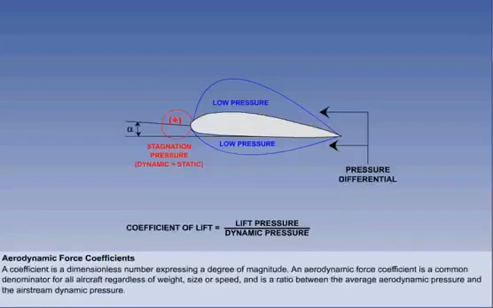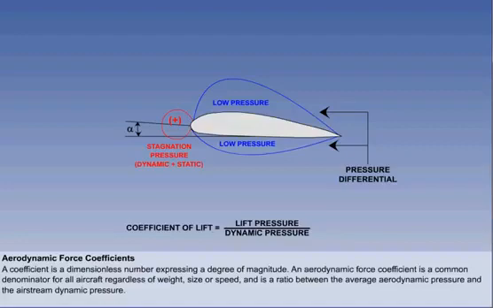A coefficient is a number without unit or dimension, expressing a degree of magnitude. An aerodynamic force coefficient is a common denominator for all aircraft, regardless of weight, size or speed, and is a ratio between the average aerodynamic pressure and the airstream dynamic pressure.